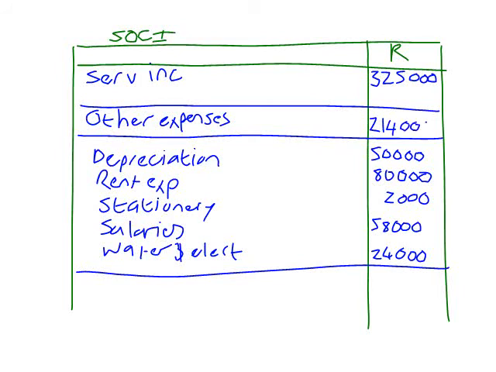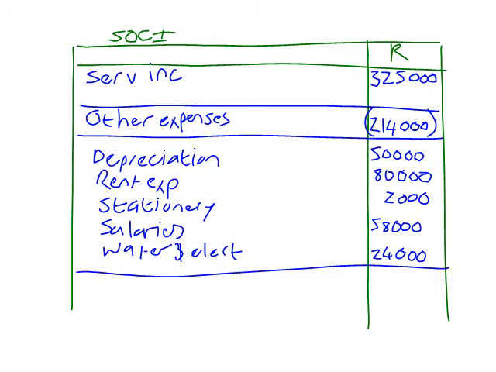When we add all of these expenses together, it should add up accordingly to 214,000 rand. And this needs to be a negative because it's an expense or total expense. The 50,000 plus 80,000 plus 2,000 plus 58,000 plus 24,000 is equal to 214,000.